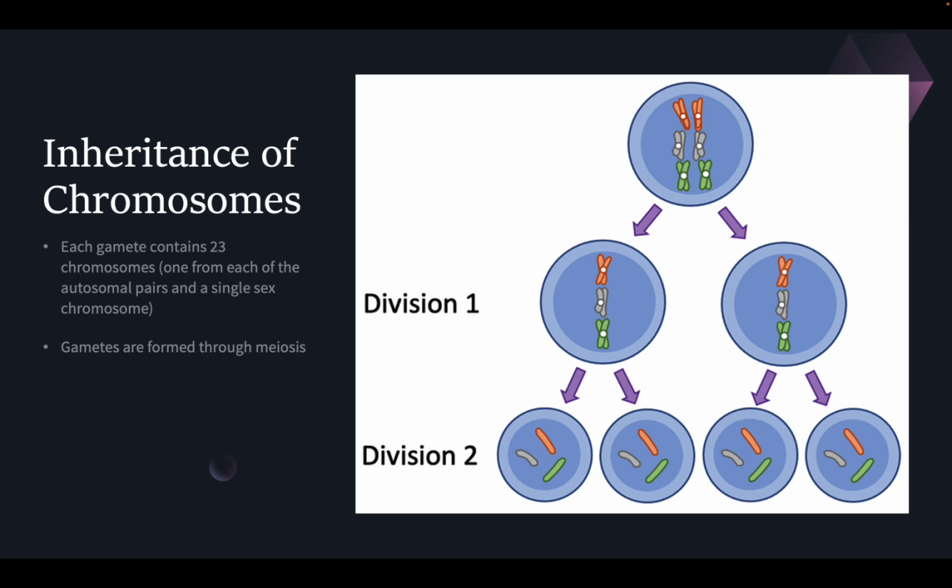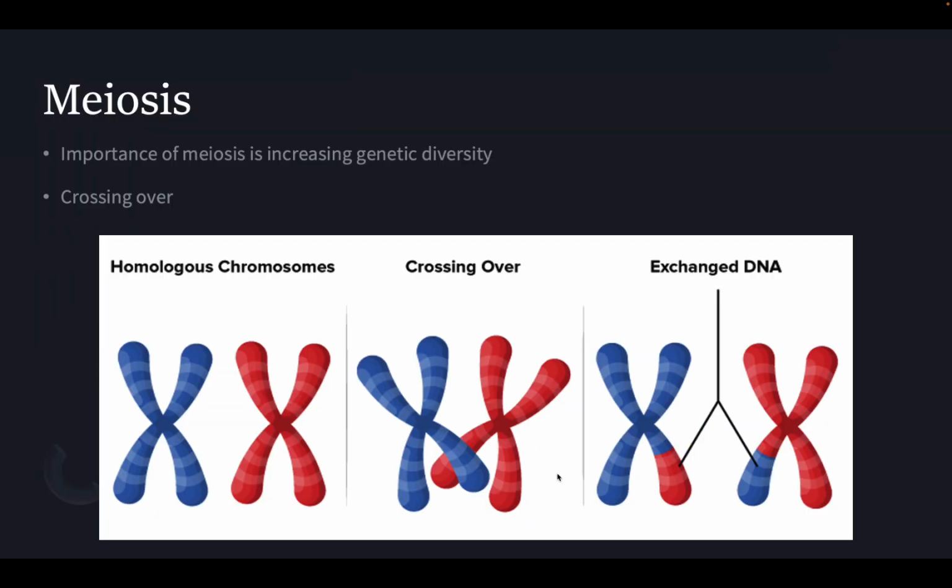So of course, that process of meiosis is important because it allows us to make the egg and the sperm. But meiosis is also really important because through meiosis, we can also get some genetic diversity. And one way that we get genetic diversity is through this process called crossing over.